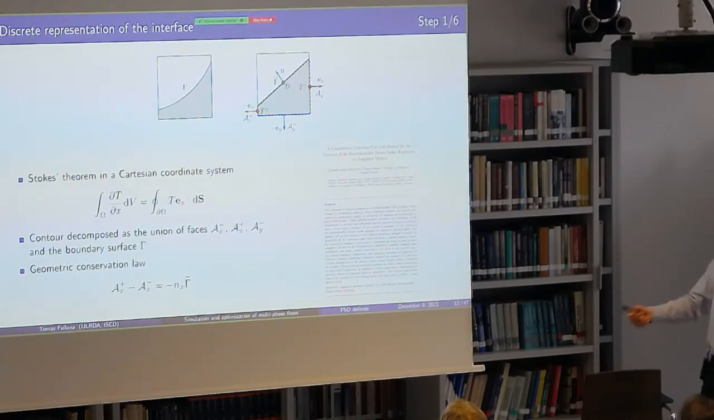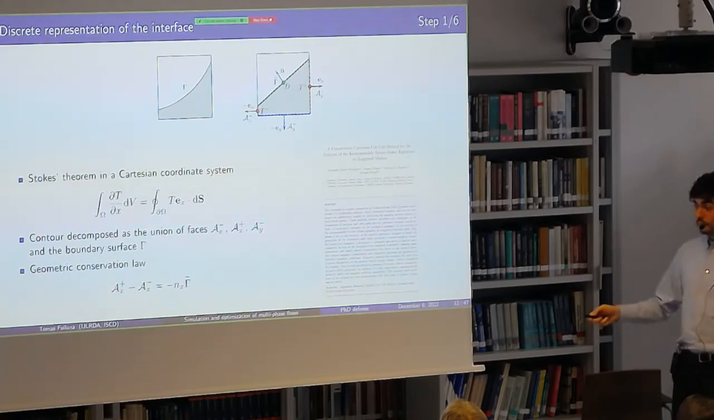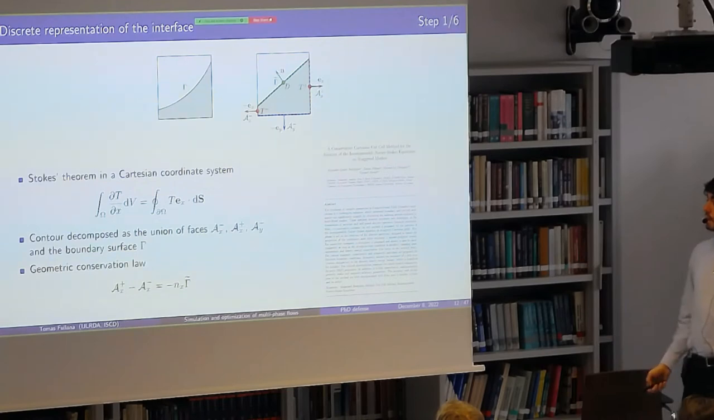So we can decompose this contour with different terms: the wetted faces here in red, the two wetted faces in the x direction, and in blue, the wetted face in the y direction, and of course, the contribution of the boundary, gamma. From the geometric conservation law, we can infer the length of this segment gamma. And this is all described in this paper by me and my co-authors.